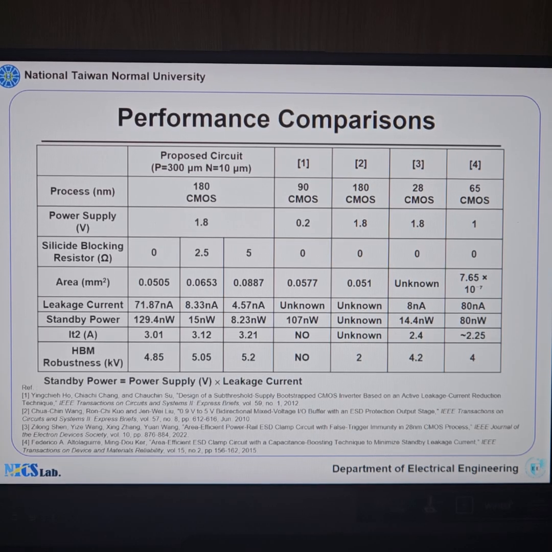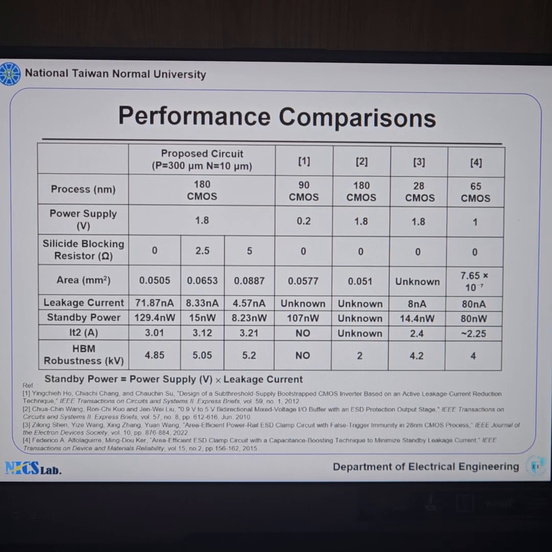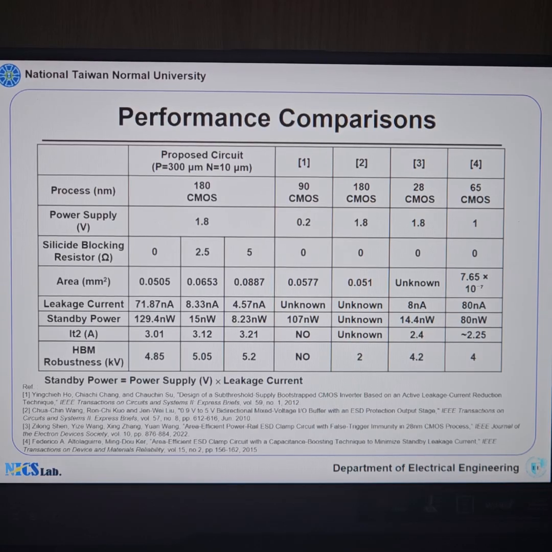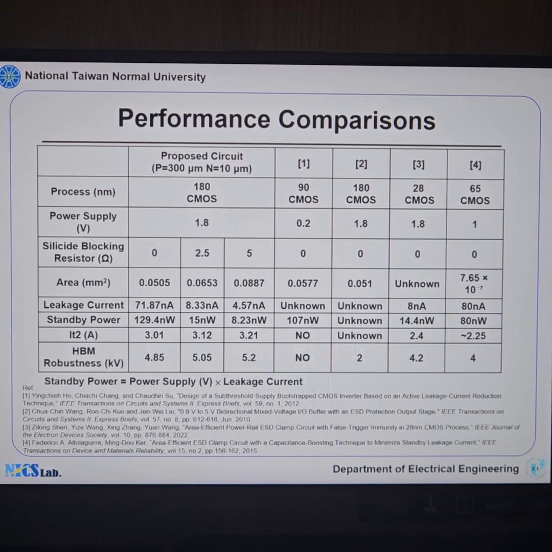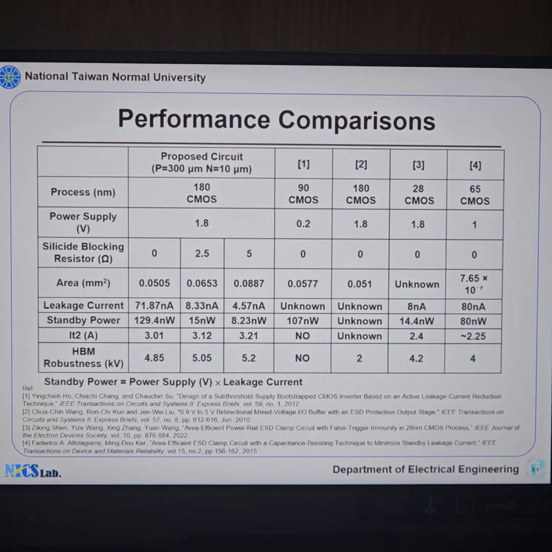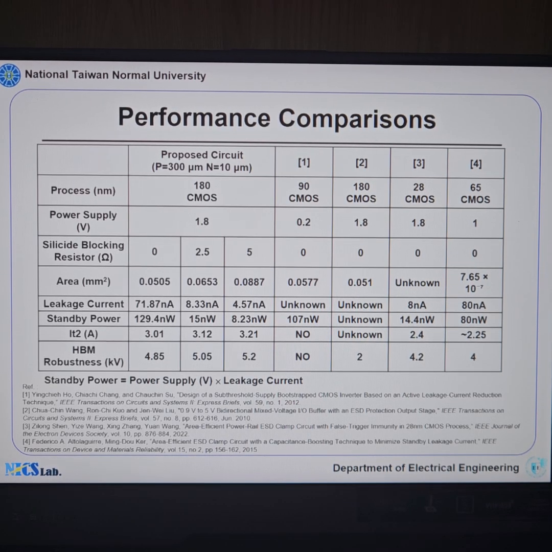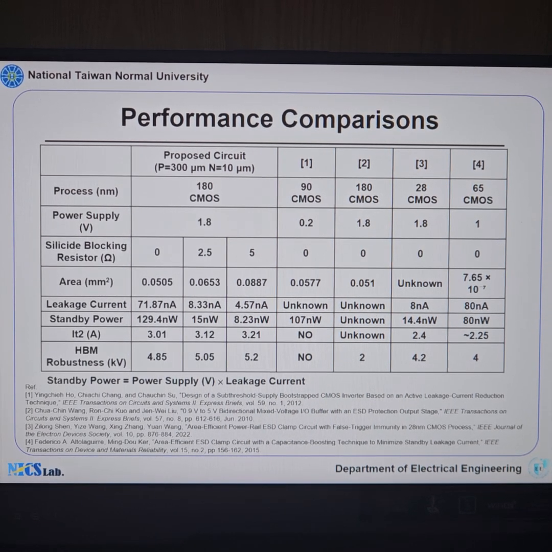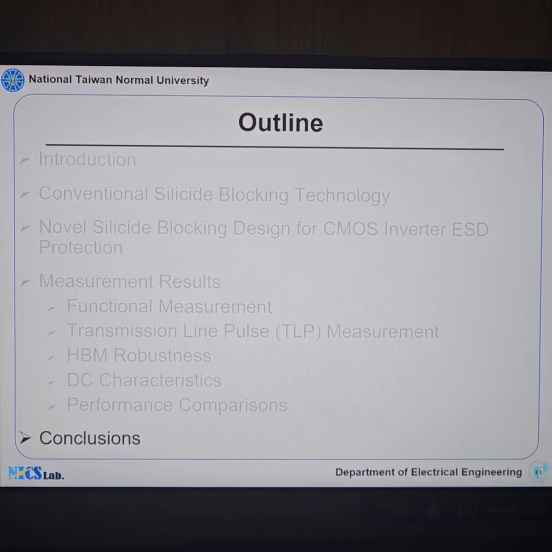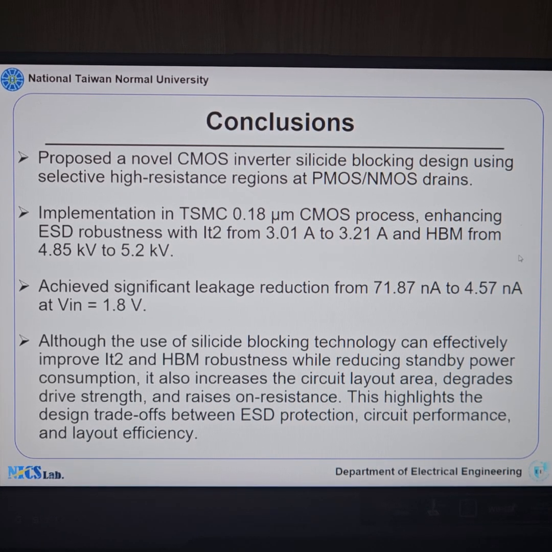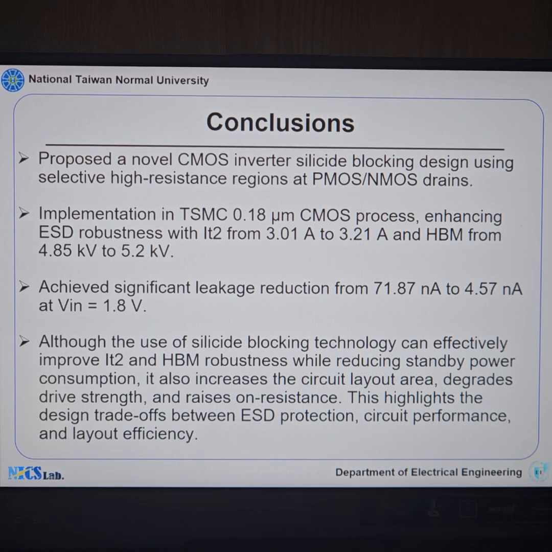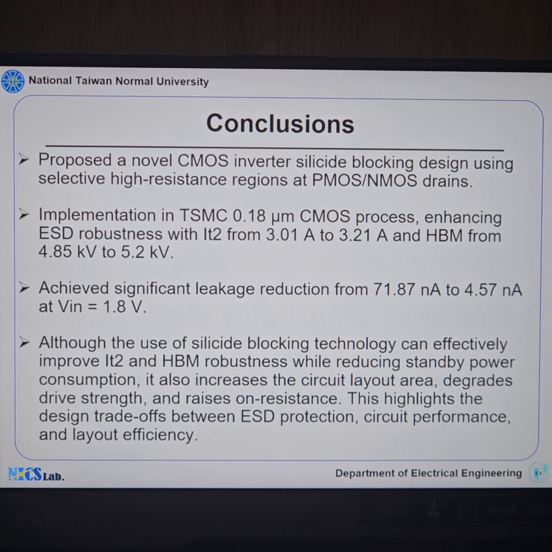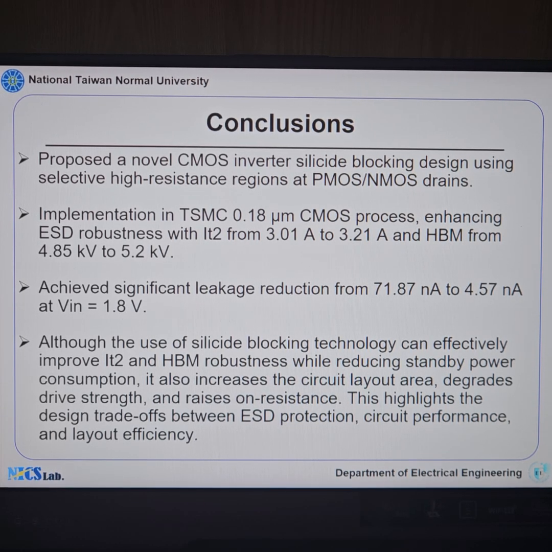This table compares our proposed circuit with prior works, with silicide blocking resistors of 0, 2.5, and 5 ohms. Our design achieved leakage current as low as 4.57 nanoamperes, standby power down to 8.23 microwatts, and HBM robustness up to 5.2 kilovolts, outperforming references in several metrics. Our CMOS silicide blocking design, implemented in TSMC 0.18 micron process, enhances ESD robustness, increasing It2 from 3.01 to 3.21 amperes, and HBM from 4.85 to 5.2 kilovolts.